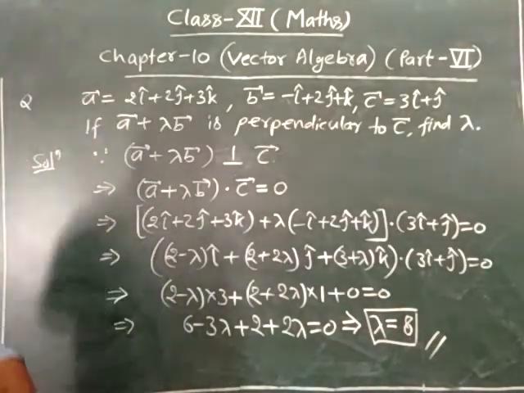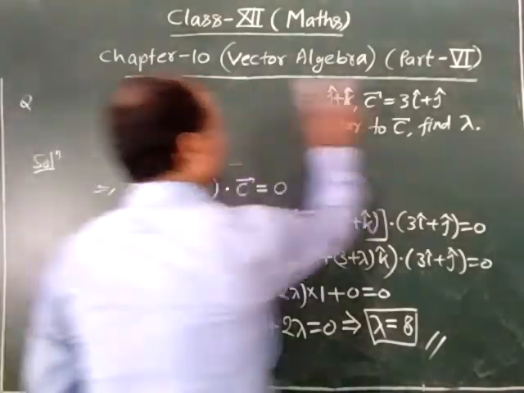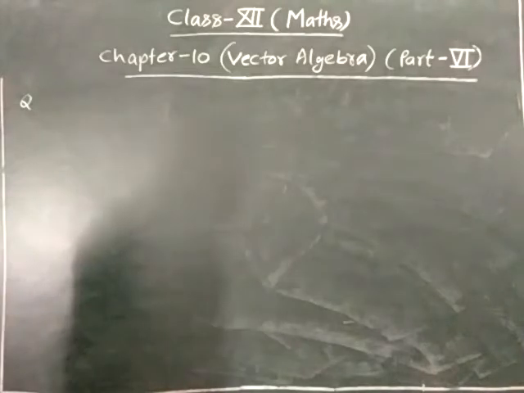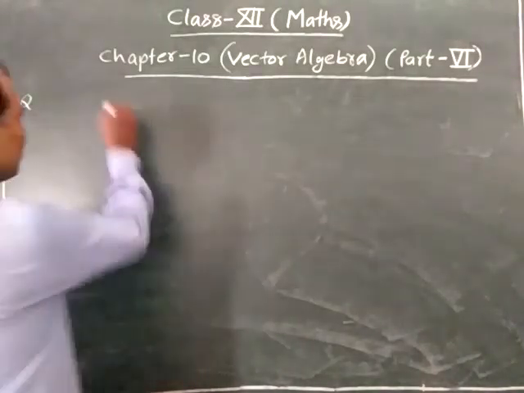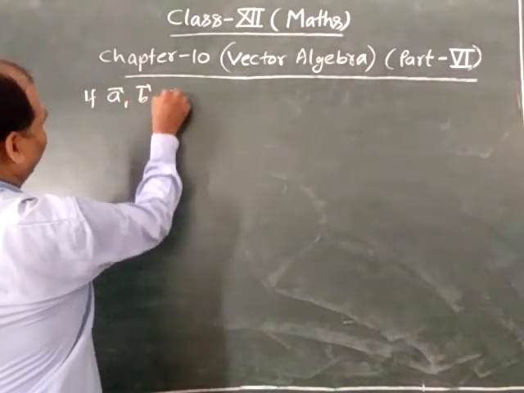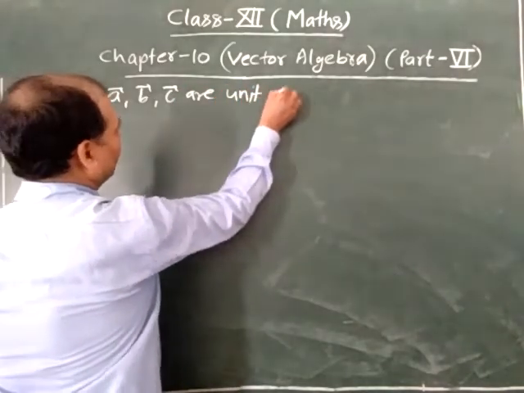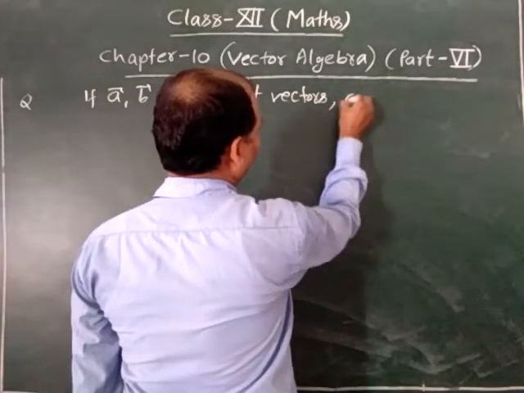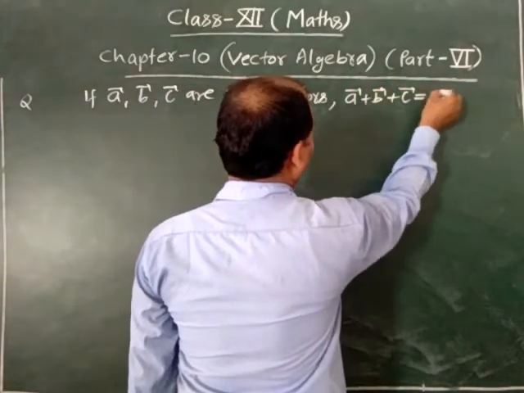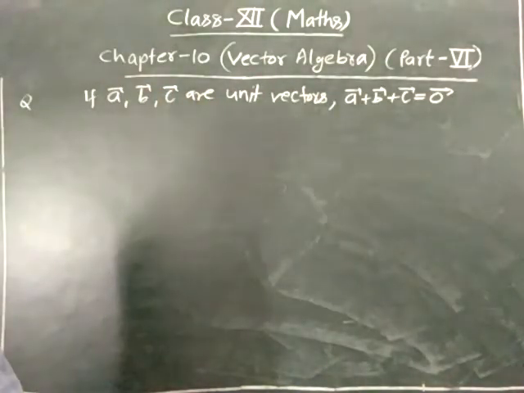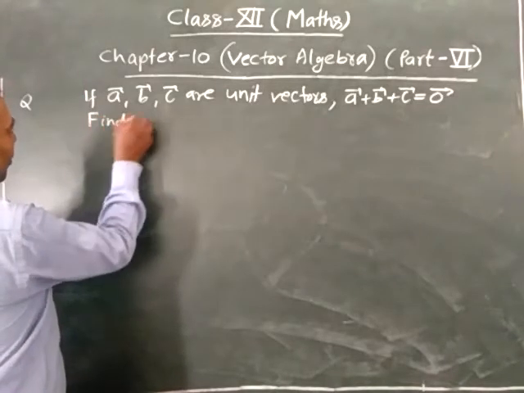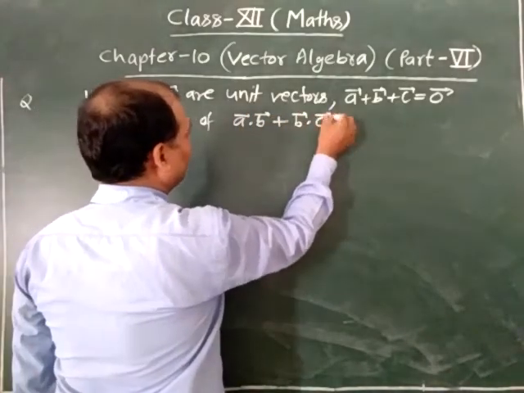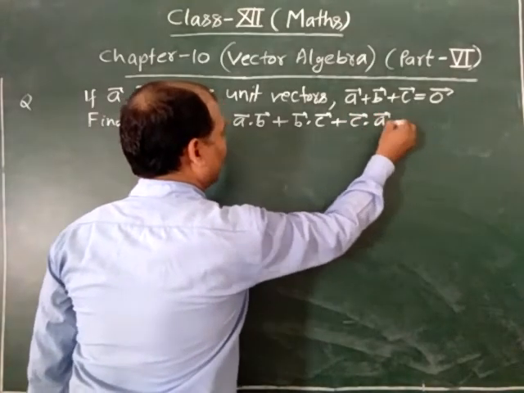Now consider one more question. So students, the question is that if vector A, vector B, vector C are unit vectors, and vector A plus vector B plus vector C is equal to the zero vector, we have to find out the value of A dot B plus B dot C plus C dot A.